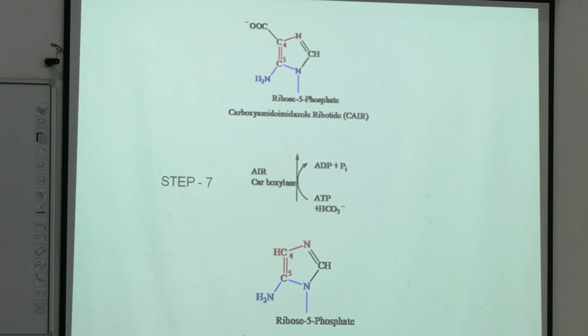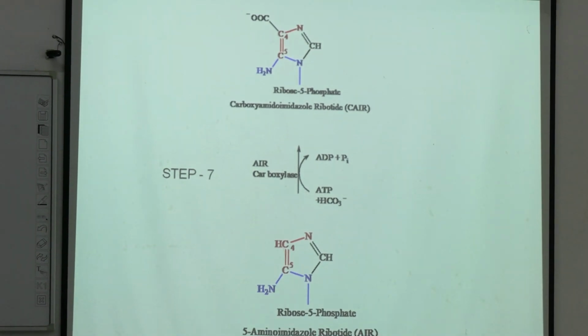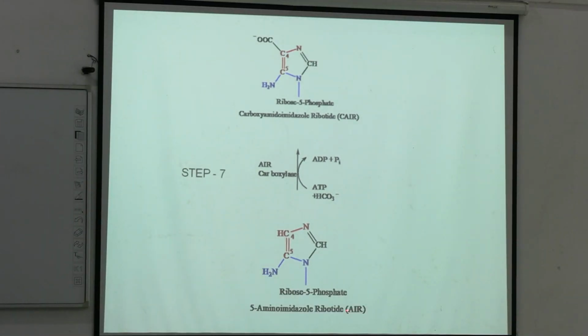AIR. Now the things are becoming more and more complicated. Names will become much bigger. Just add one C in front of A. That is carboxy. What is that? The 6th carbon is added here by bicarbonate. AIR carboxylase, 6 carbon. See, this is added. So carboxy amino imidazole ribotide. Carboxy amino imidazole ribotide. Right? CAIR. Next.